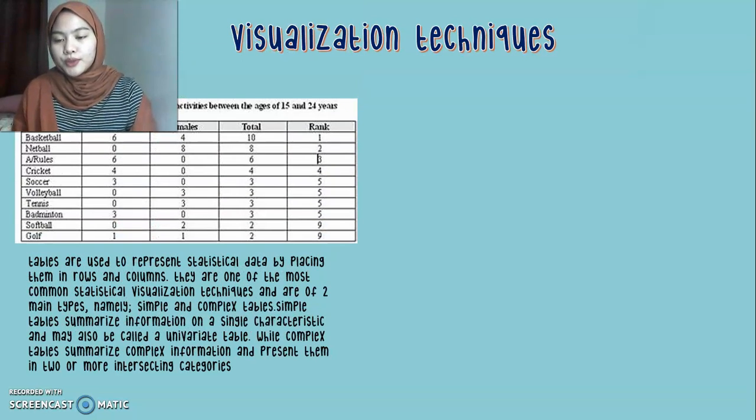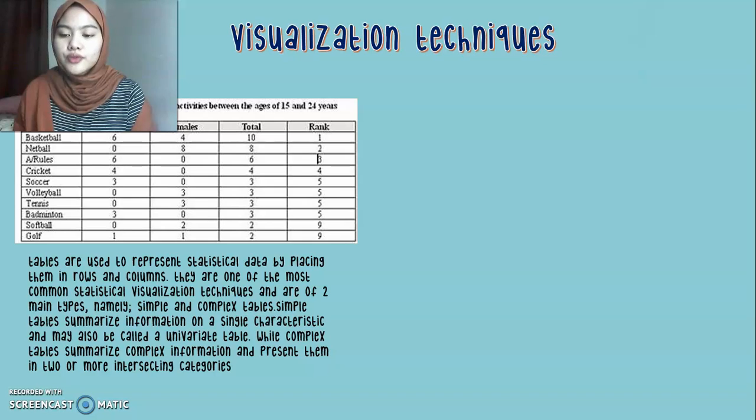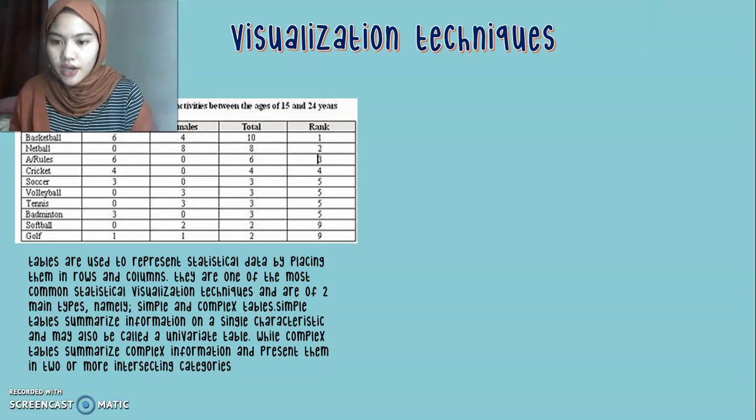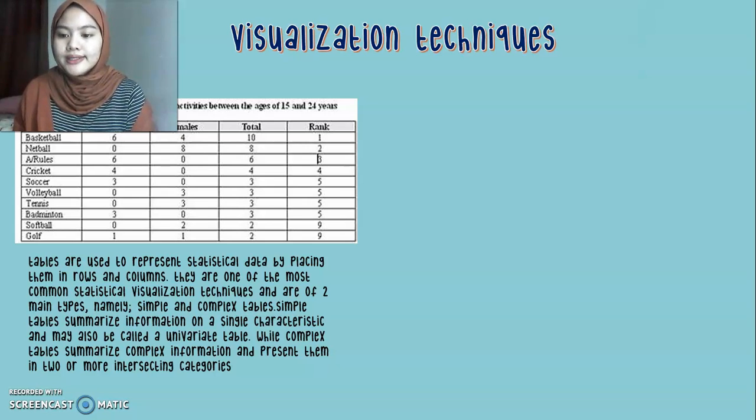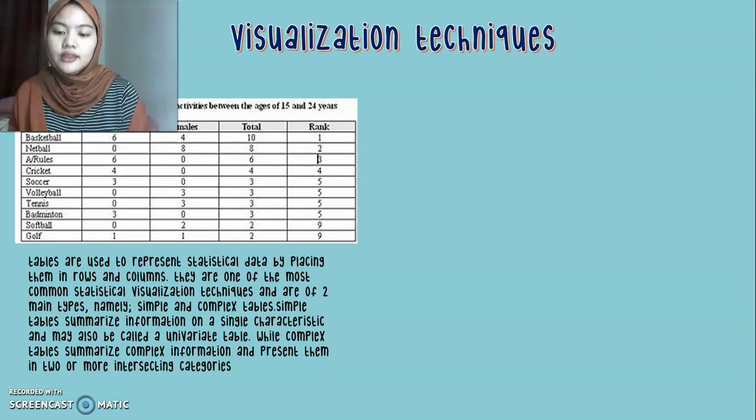The next one is table. Tables are used to represent statistical data by placing them in rows and columns. They are one of the most common statistical visualization techniques and are of two main types, namely simple and complex tables. Simple tables summarize information on a single characteristic and may also be called univariate tables, while complex tables summarize complex information and represent them in two or more intersecting categories.